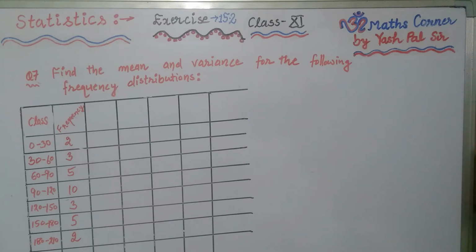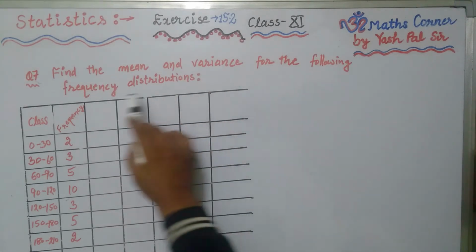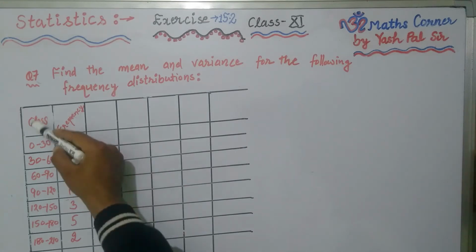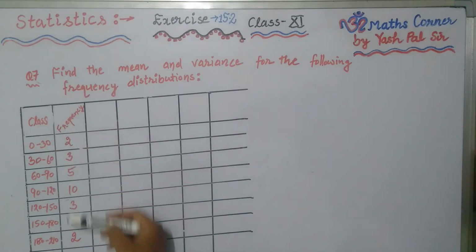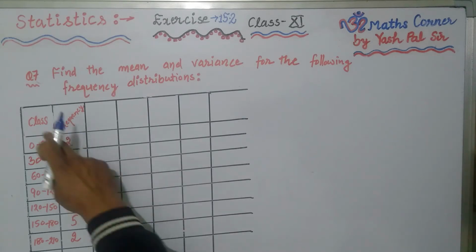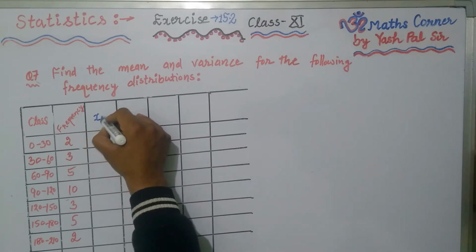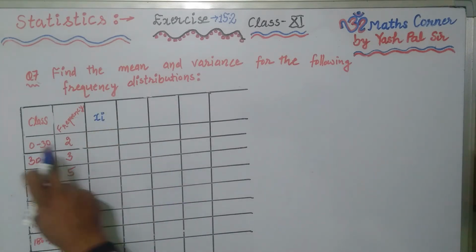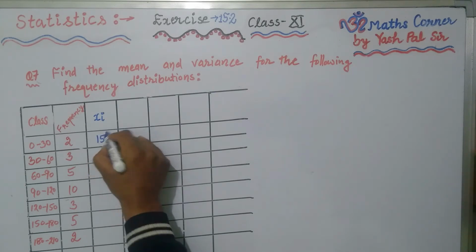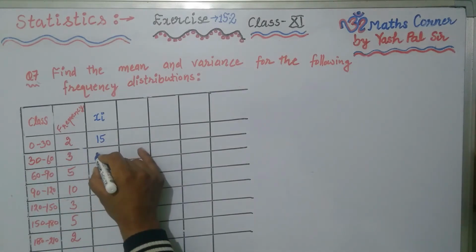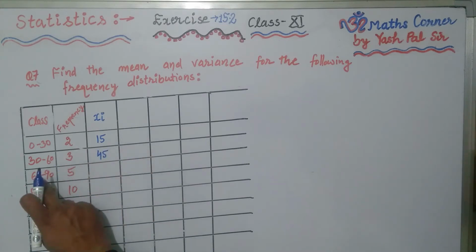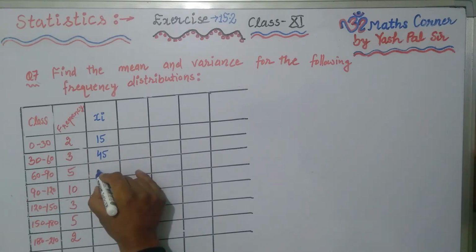Now question number 7: find the mean and variance for the following frequency distributions. Classes are mentioned, frequencies are given, so from here we are required to find mean and variance. First of all, we find the midpoint of the class intervals, and we name that midpoint xi. 0 and 30, midpoint is 15, 30 and 60, midpoint is 45. Similarly here 60 and 90, midpoint is 75.